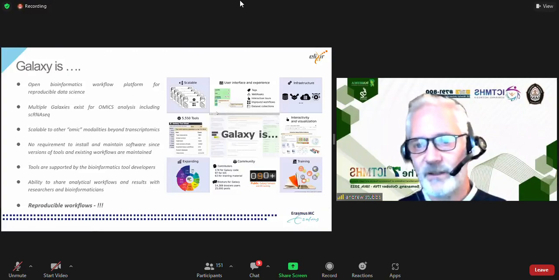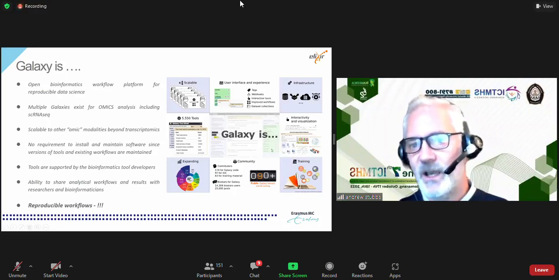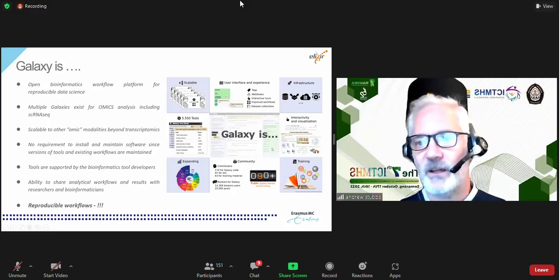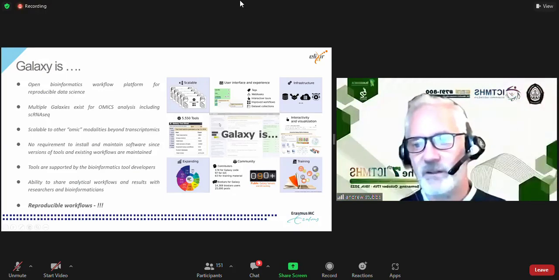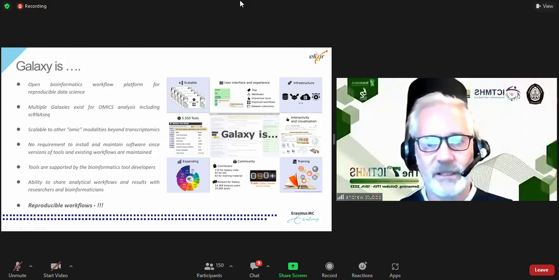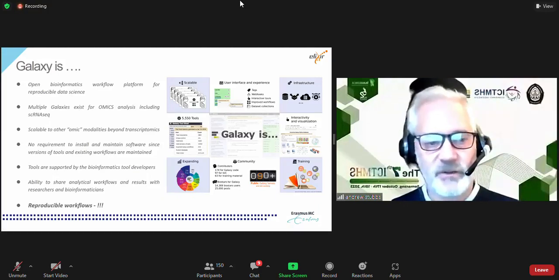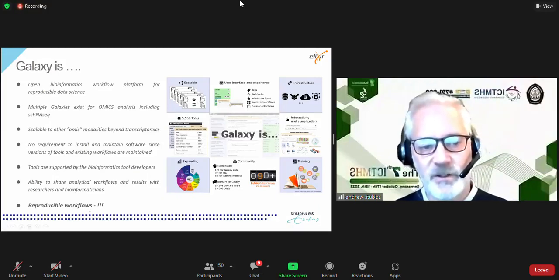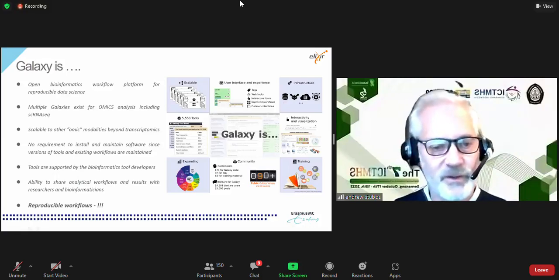What is it? Well, Galaxy is actually an application that has 3 components. It has a set of tools, a workspace, and a history, so you can identify these. This is all built together, so the user just gets to see this interface. And it's open bioinformatics. It exists for multiple omics data analysis. It's scalable to other modalities beyond transcriptomics, and it allows you to secure reproducible workflows that you can share with your colleagues.